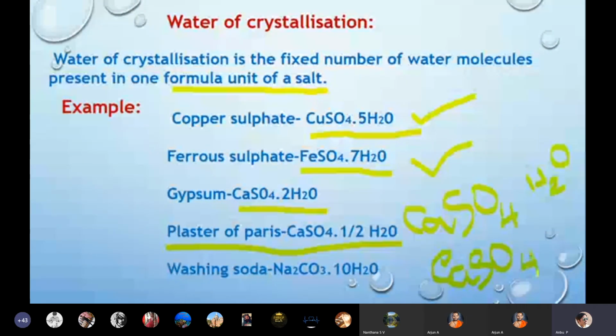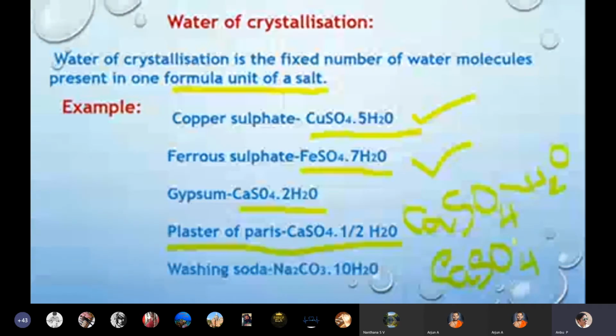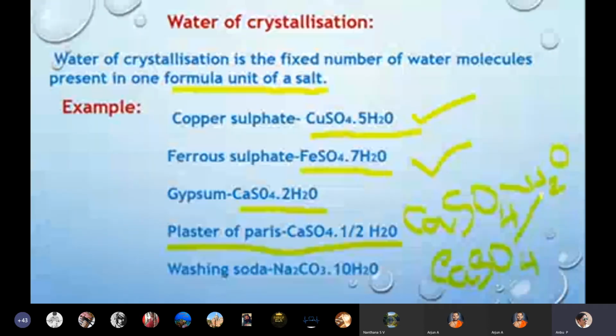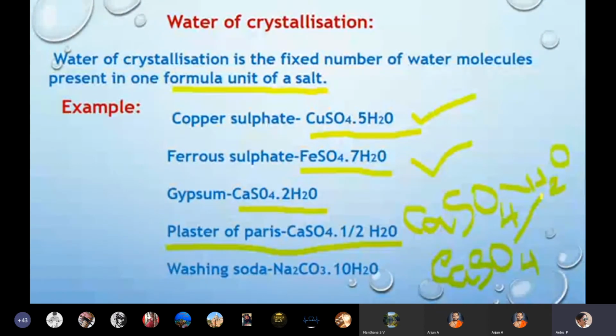Please understand this. One CaSO4, two CaSO4, two molecules of calcium sulfate will be combining with one molecule of water. So for one molecule of calcium sulfate, it becomes half of the water molecule. One water molecule is enough to share the water content with calcium sulfate. So chemically, for mathematical understanding, we write it as 1/2 H2O. So one plaster of Paris requires half of a water molecule.